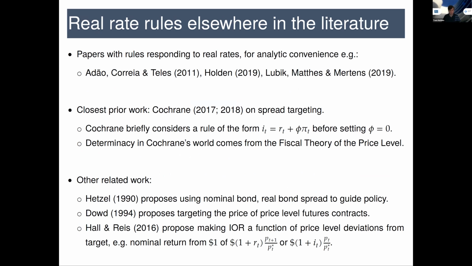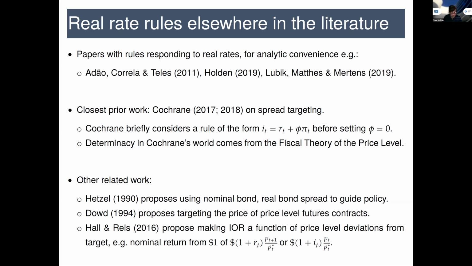So I'm not the first person to use a rule in which there's a response to real rates. So Adao, Correa, and Telej use such a rule, as do I in another paper, and Lubick, Mathers, and Mertens. But this is always done just for analytic convenience. It wasn't about the determinacy properties of such rules. The closest prior work to this is a working paper and a blog post by Cochrane on spread targeting. So in the working paper, Cochrane briefly considers rules of the form i = r + phi pi, but he very rapidly sets phi equal to 0 because he's working under the physical theory of the price level. So in his world, inflation is determined by the physical theory of the price level, so he doesn't need an active central bank in order to determine inflation.